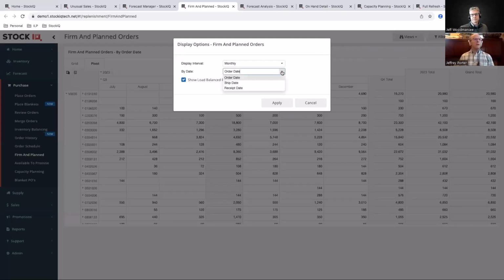So maybe what they're interested in understanding is organizing that data by receipt date, meaning, hey, I want to know the implications to my finance plan from this. I'm going to organize all this data by the receipt date.